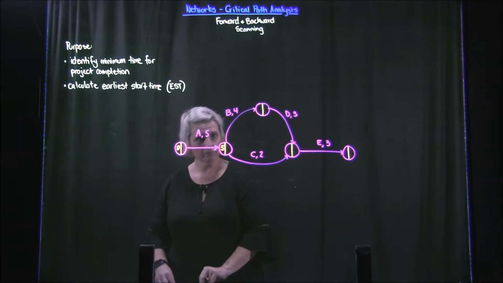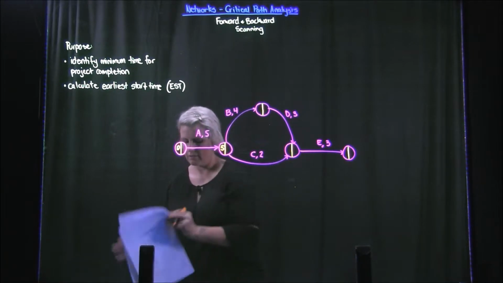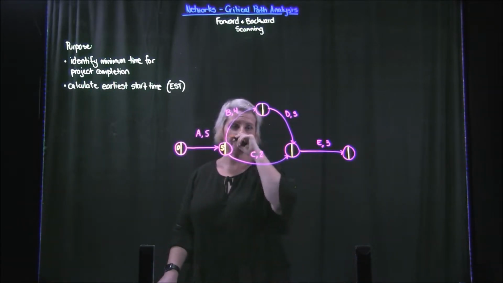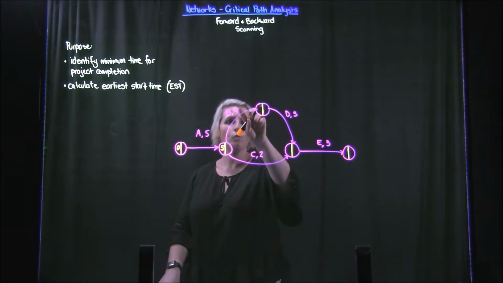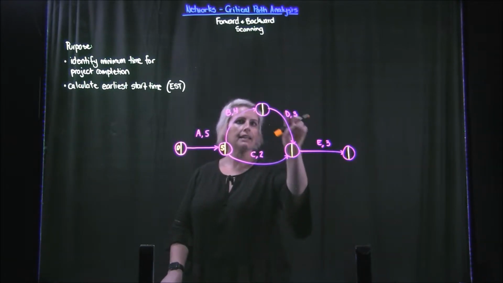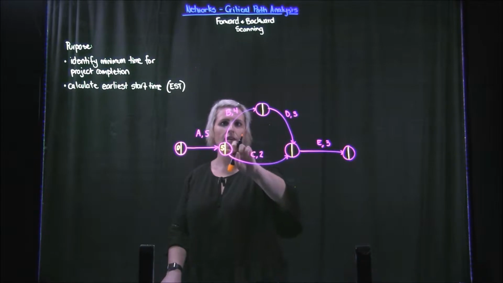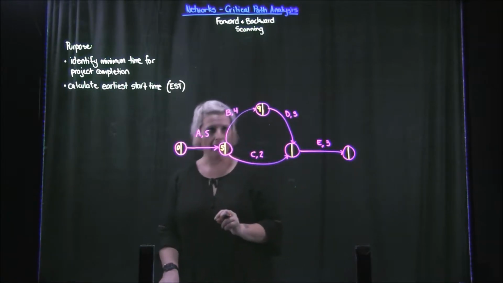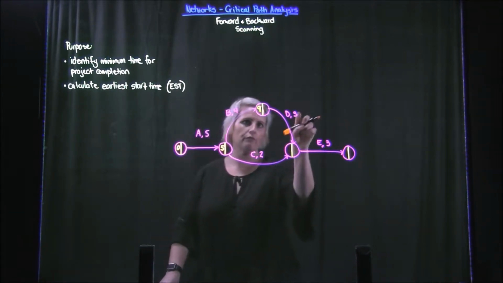Then we have a look at our next ones. So then we've got 4 minutes. It's going to take another 4 minutes for B to happen, and D cannot start until B has finished. So if we add the 4 onto our 5 minutes, that means 9 is going to be our earliest start time for D.